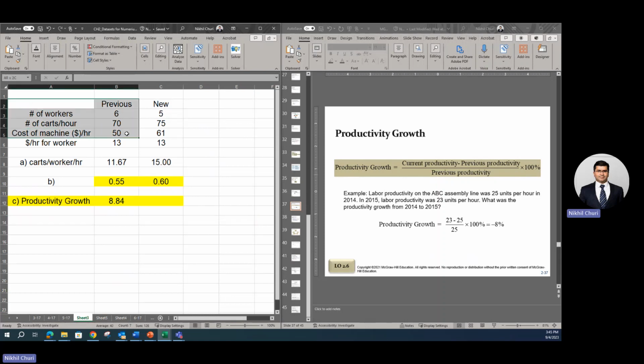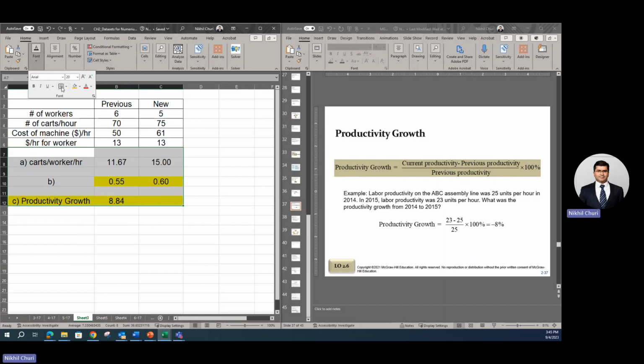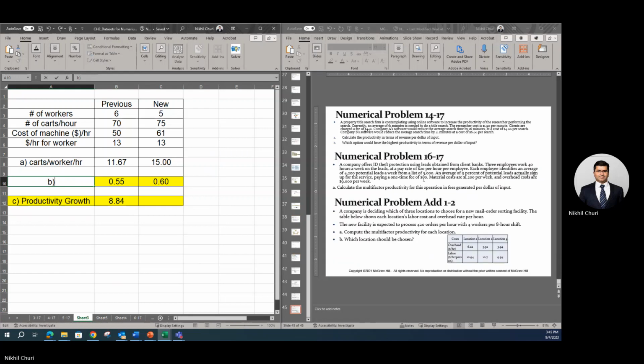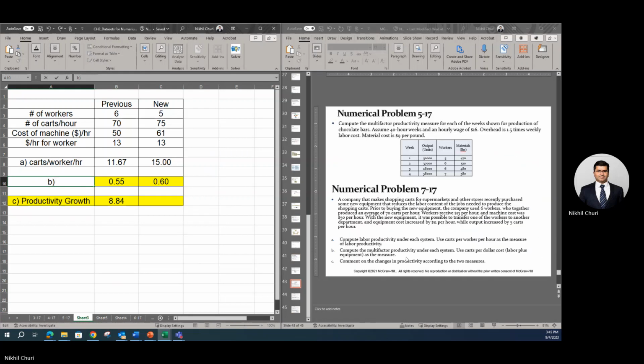And again, let's make the whole thing presentable. So I'll say format, line border. Use this line border, and let's add some comment over here. Compute carts per dollar cost. That's my B. Carts per dollar is the measure I'm using. So this is how I'll be solving this problem.